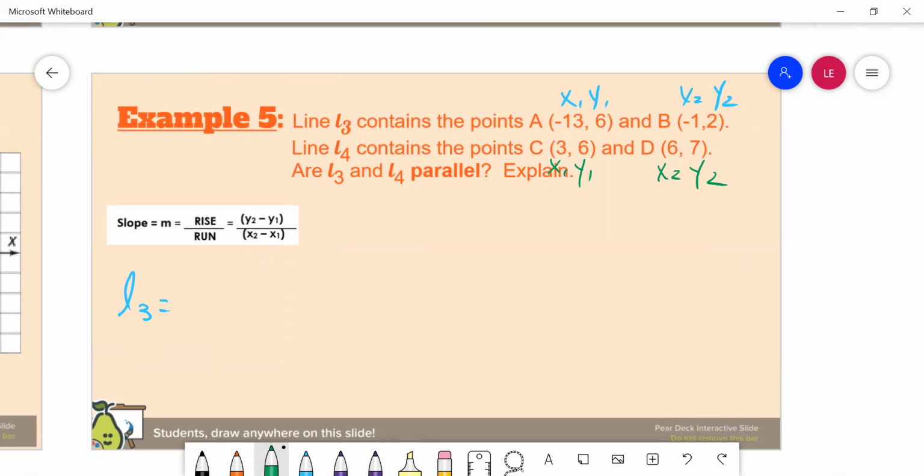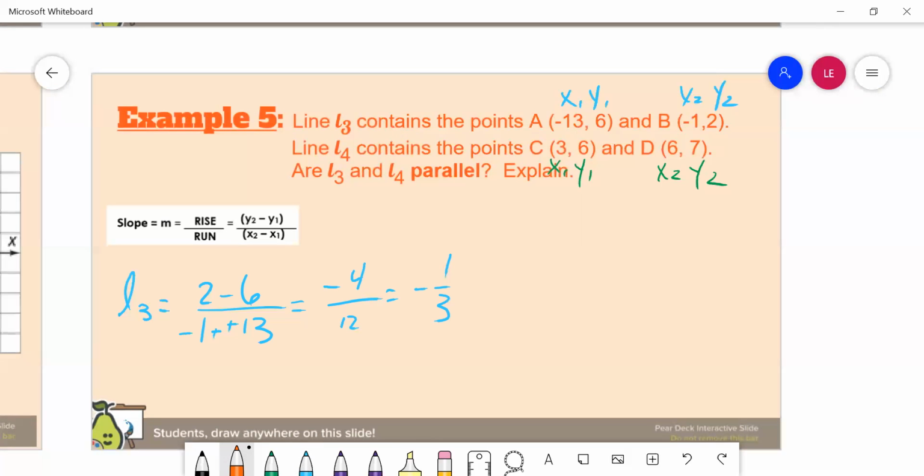We'll have to find the slope of each of those lines separately. So always just be careful with your negatives. If I do line 3, it will be y2 minus y1, or 2 minus 6, and then negative 1 minus negative 15. Always be careful with your double negatives. They become positive. So on the top, we'll do 2 minus 6, which gives you negative 4. Negative 1 plus 13 gives you 12. Always reduce if possible. That reduces by 4, so that reduces to negative 1/3.